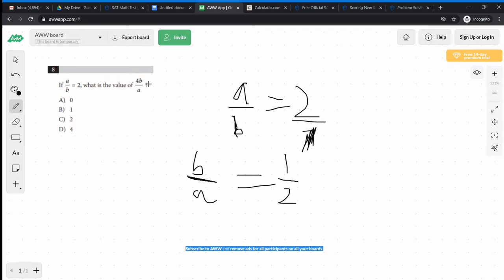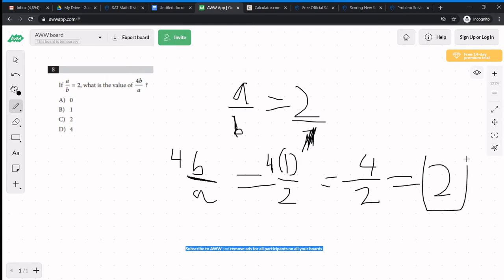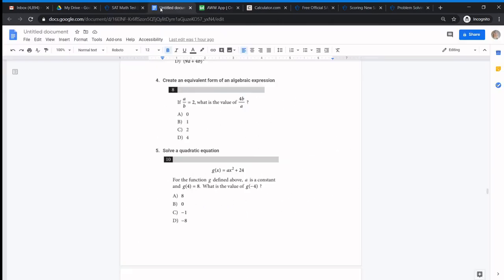And now we just need to multiply this top value by 4 and multiply this top value by 4, and we get 4 over 2, which equals 2. And that is our answer. So not too bad, just transforming one equation into another.